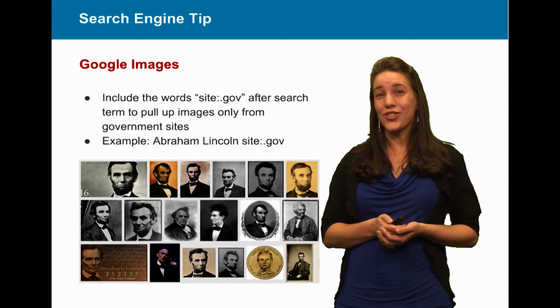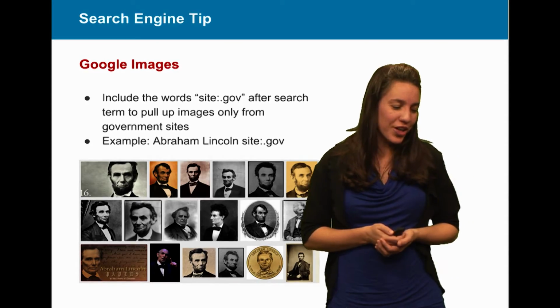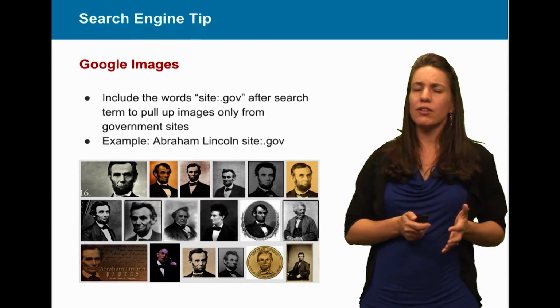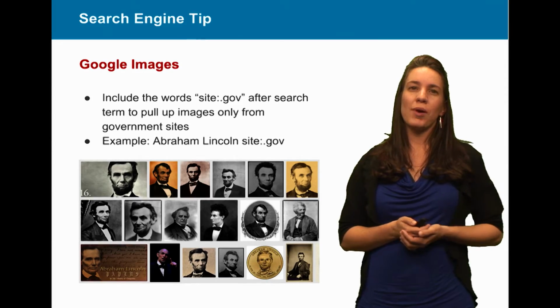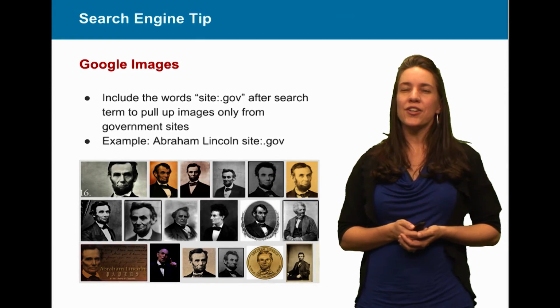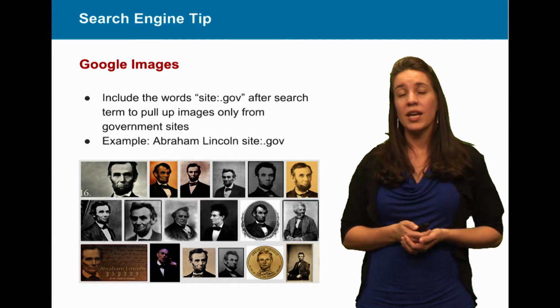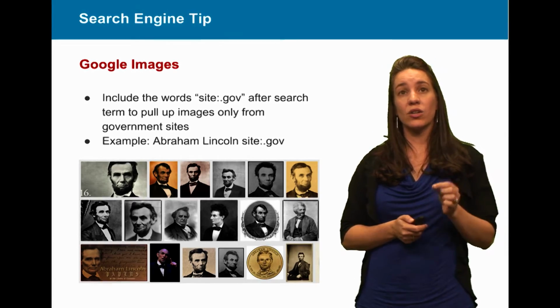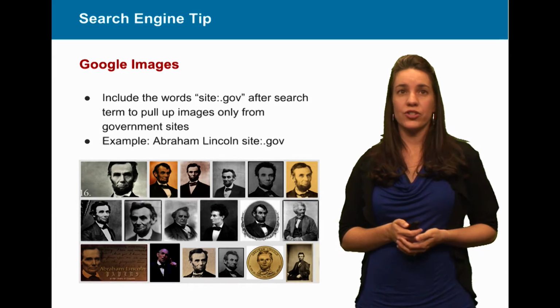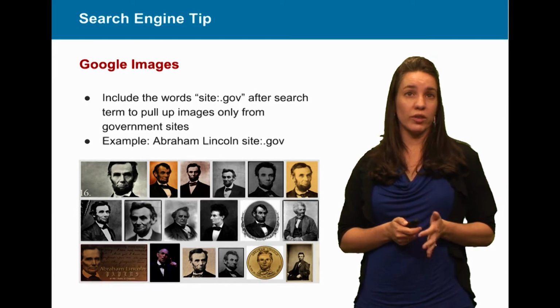One last thing, a search engine tip for you. If you're looking for information that you can't necessarily find in some of these other repositories that I showed you, here's a tip for doing a Google image search that will get you to some reliable sources. Include the words site:.gov after your search term to pull up images only from government sites.